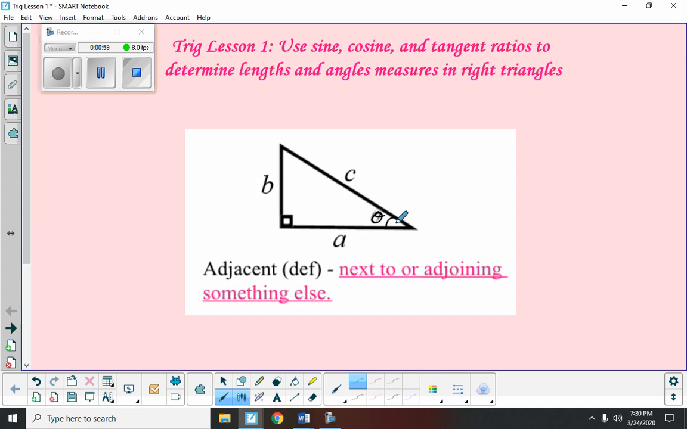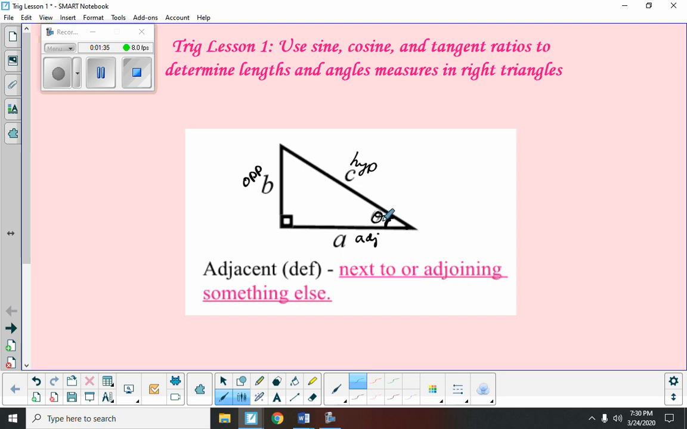Now, if this is the angle that we're talking about, and I always like to mark it, we name the other sides in relation. So if you are standing on this angle, and if you throw a ball straight across, the side straight across is called the opposite. And we know that right across from the right angle is the hypotenuse. And then the side that is adjoining it is called the adjacent. And that's a leg.